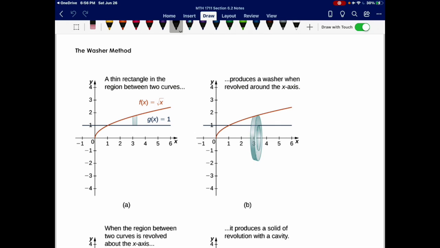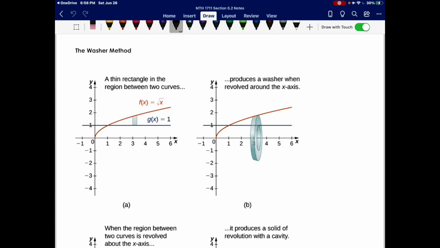Sometimes a solid of revolution can have cavities, where it's not completely solid all the way through. This is sometimes just the result of the way the region of revolution is shaped with respect to the axis of revolution. Another reason could be that the region of revolution is defined by the region between two functions. Another way it could happen is if you are revolving it around a line that is not the x or y axis. For example, I might revolve something around the line x is equal to 5.